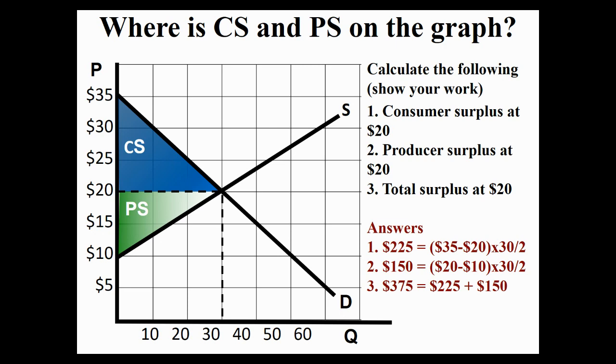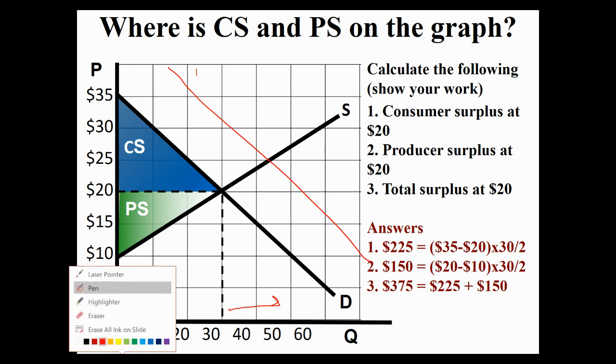Now, what are we going to do with that $375? We're going to turn around and spend it on other things. Now, just to point something out to you, what if the demand curve shifted to the right? What would happen to the total surplus? It would go up because our quantity is going to the right. Our standard of living is increasing.